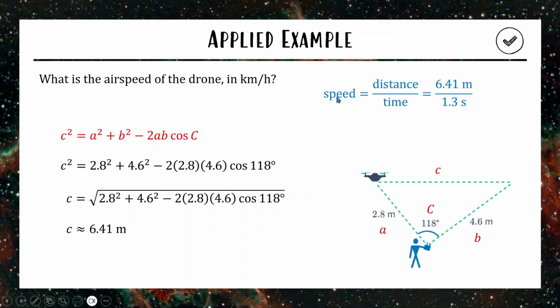But we don't want our answer to be meters per second. We want the airspeed of the drone in kilometers per hour. So to convert this to kilometers per hour, a little bit of work to be done, but I'll show you a cool little shortcut.